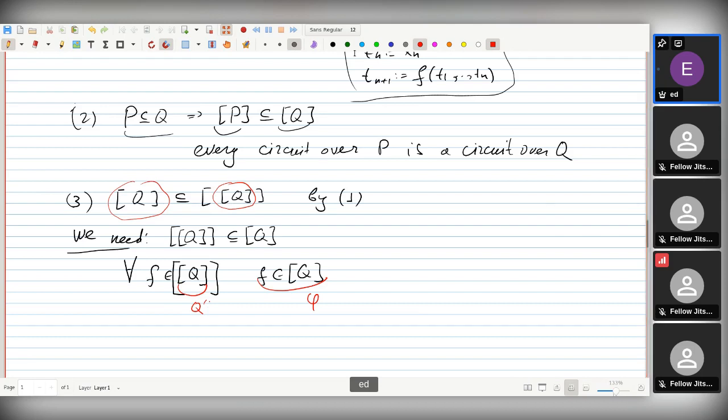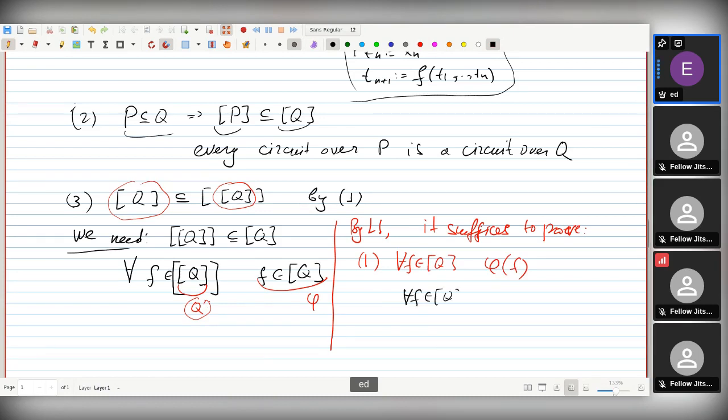Okay. What do I need? By lemma 1, it suffices to prove three things. First one, everything in Q prime, that is, everything in the closure of Q, satisfies phi. That is, everything in the closure of Q belongs to the closure of Q. This is, of course, trivial.